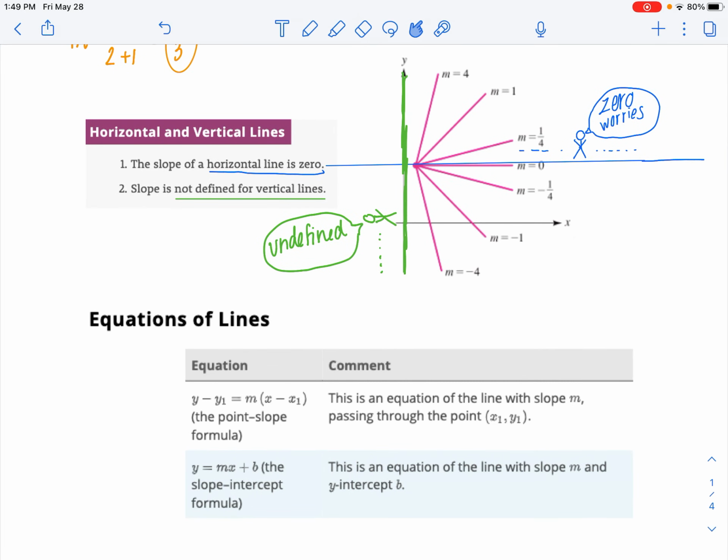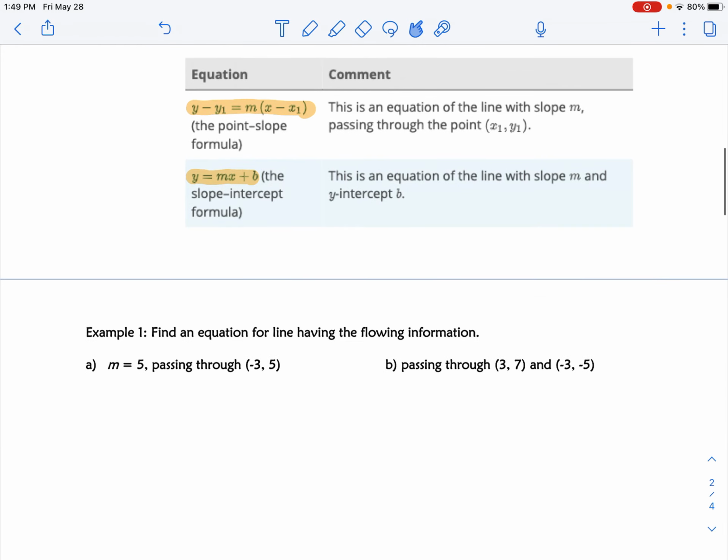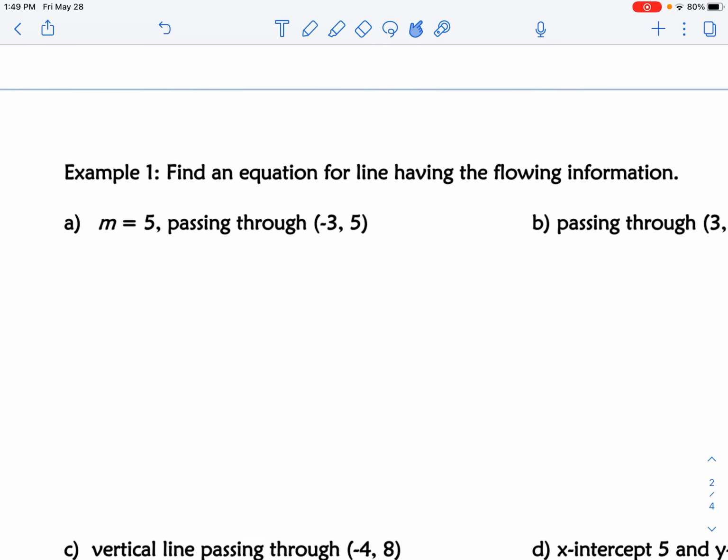We also have our equations of lines. I actually referenced this before. You have your point slope formula, and y equals mx plus b is the slope intercept. I have no preference about which way you leave your equation unless it specifies. Pick the easiest one and just run with it. Let's do a couple examples to make sure we remember our equations. So we're going to find the equation for the line having the following information. You choose which form is easiest.